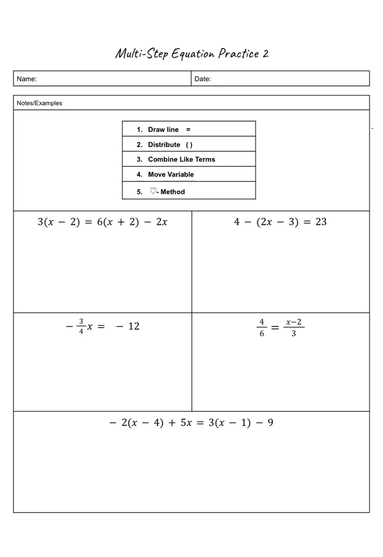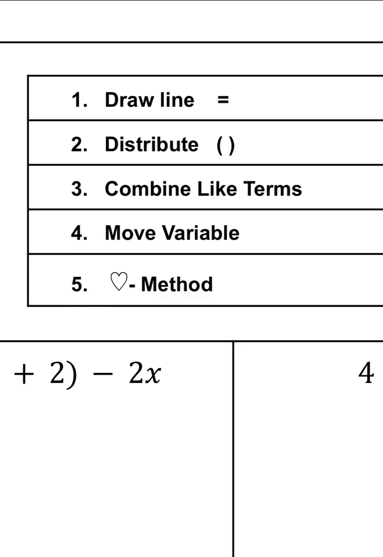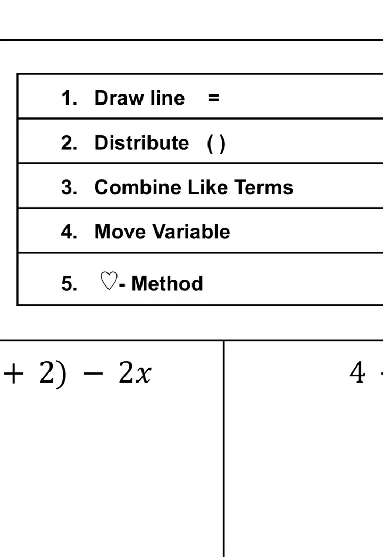You're going to draw your line. Then you're going to distribute. That's where we do our D for our Washington, D.C. Then we combine like terms. That is our C. And once we've done Washington, D.C., that's where we go look for hearts, right? And if we have more than one heart, we've got to move it. And once we move one of those, then we just do the heart method.